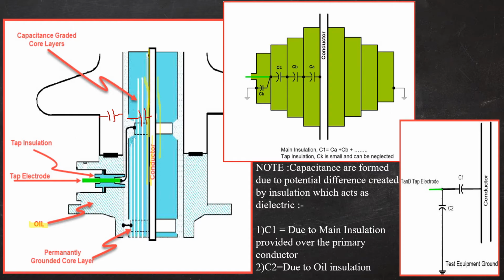So it will be forming a series parallel combination of capacitors. You must understand that the capacitance that it will be forming will be of very less value, in the range of picofarad. Means that the current flowing through this is also very less, in the range of picoampere.